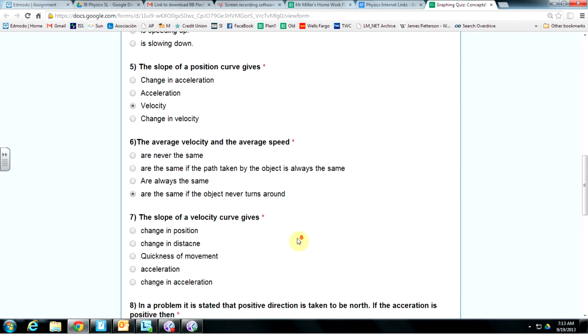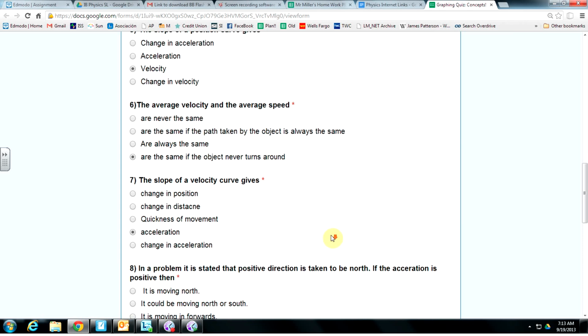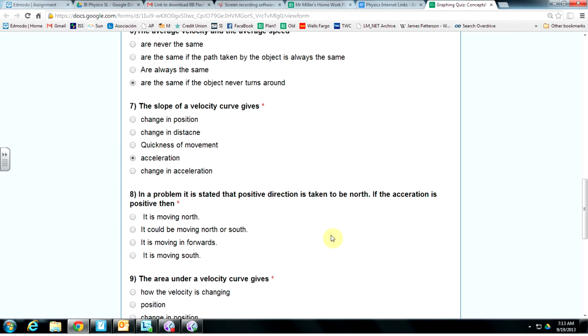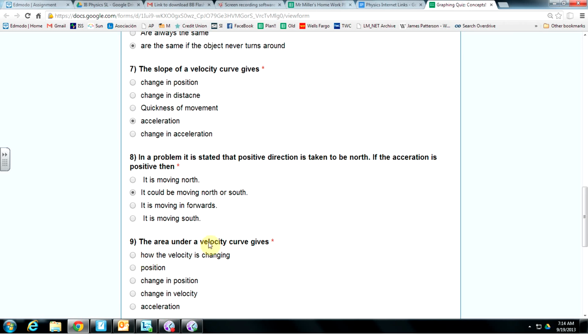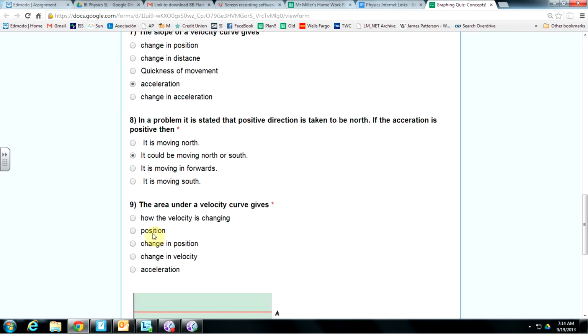The slope of a velocity curve gives acceleration. In a positive direction is taken to be north, and the acceleration is positive, so the acceleration is north. The velocity, well, it could be either one, because the acceleration is not the same thing as velocity. You can have acceleration that goes in the same direction as the velocity, but you can also have accelerations that go in the opposite direction of the velocity, so it could still be either one. The area underneath the velocity curve is related to position. We need to be careful here, though, because it's technically the change in the position, since it's displacement.